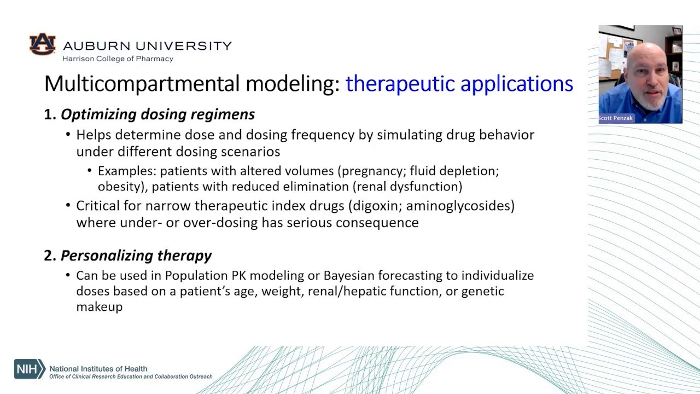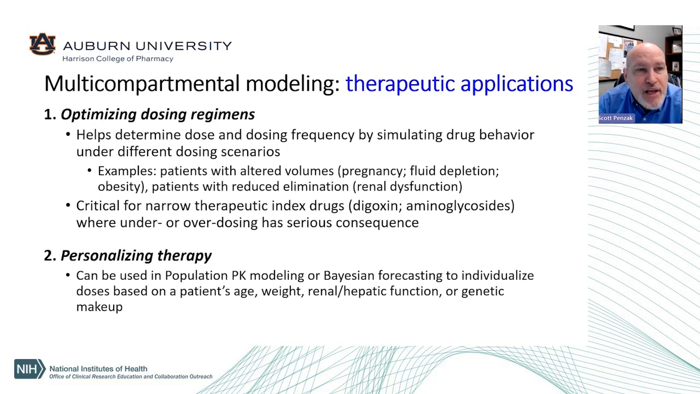So these are some of the important therapeutic applications that multi-compartmental modeling can have. It can help determine dose and dosing frequency by simulating drug behavior under different dosing scenarios. I mentioned what some of those are, and this could be critical for narrow therapeutic index drugs, digoxin, aminoglycosides, and of course other drugs that are newly coming on the market that may have a narrow therapeutic range, where under or overdosing may have a very serious consequence.